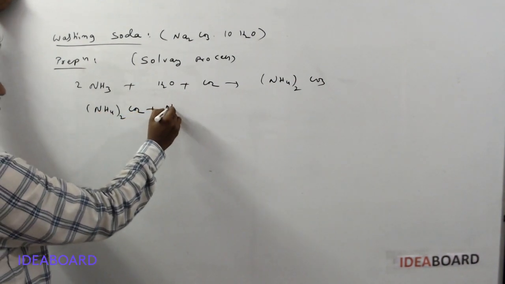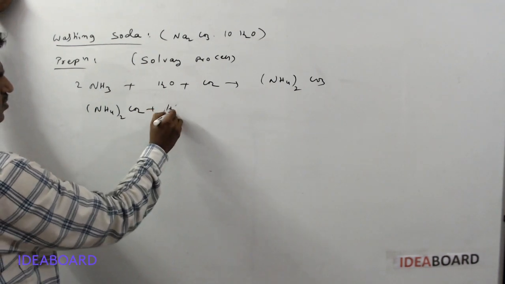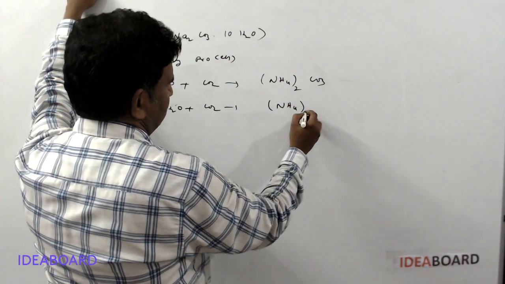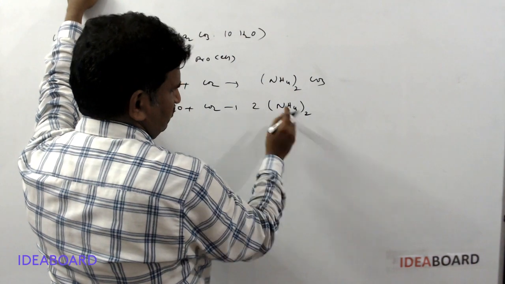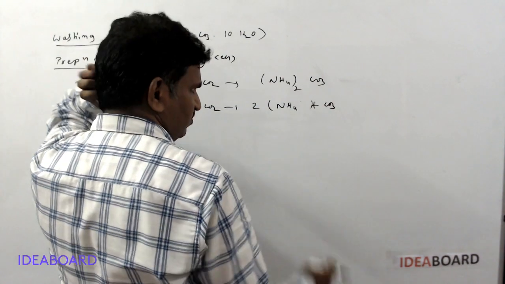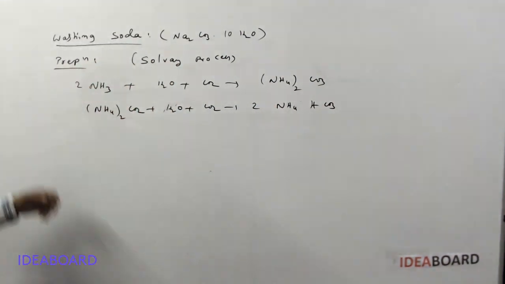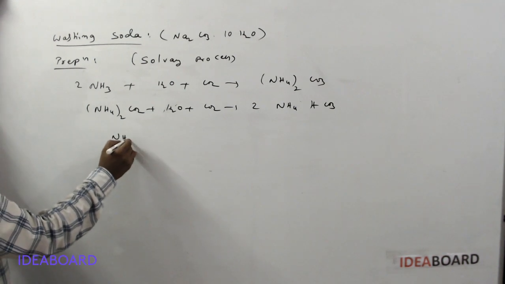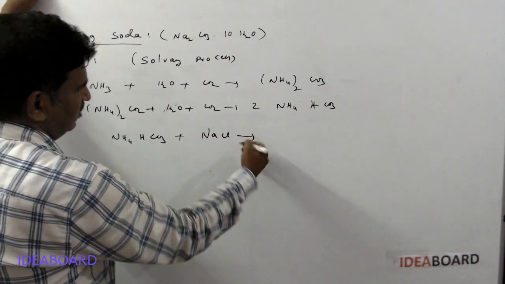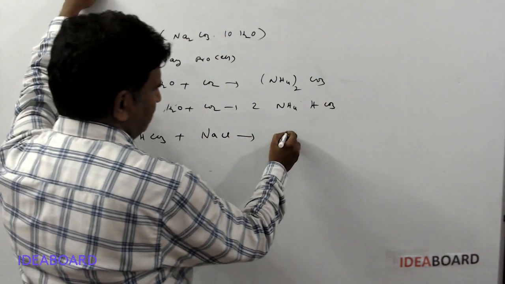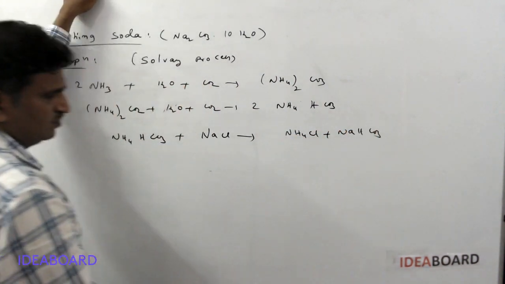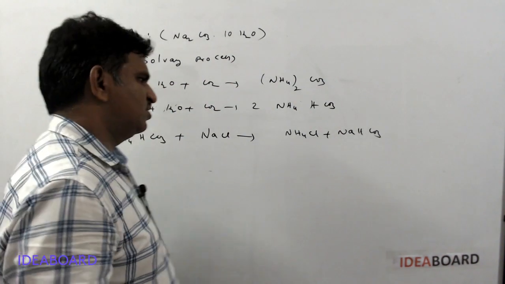This ammonium carbonate again reacts with water and carbon dioxide to form ammonium bicarbonate, two molecules of NH4HCO3. Ammonium bicarbonate is formed. This ammonium bicarbonate reacts with NaCl or brine solution, and it is converted to ammonium chloride plus sodium bicarbonate. So this is actually the first and important product.